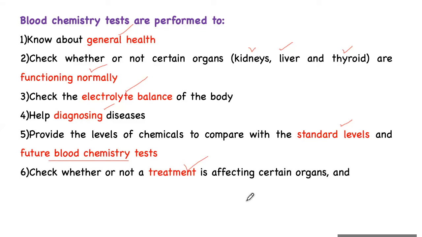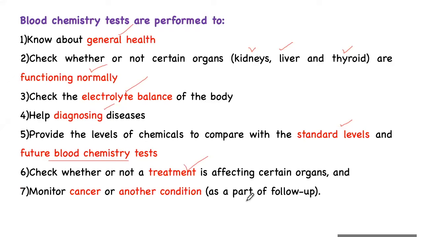So I have just given you the example of cancer. The same is the case with some specific drugs as well. There are certain specific drugs that affect specific organs. For example, aminoglycosides affect the kidney. So if the patient is on long-term treatment with aminoglycoside, the patient has to go for a kidney function test to see that aminoglycoside has not yet produced any bad effect on the kidney. So this is also one of the important roles of the blood chemistry test.